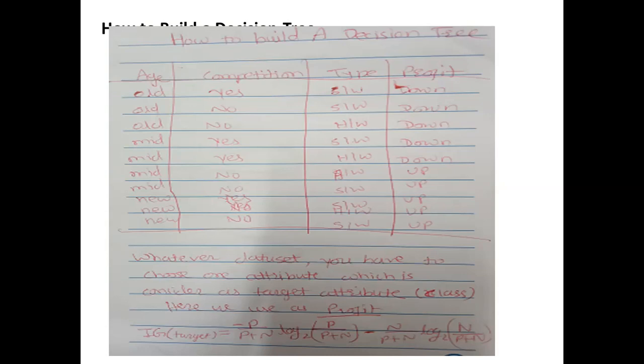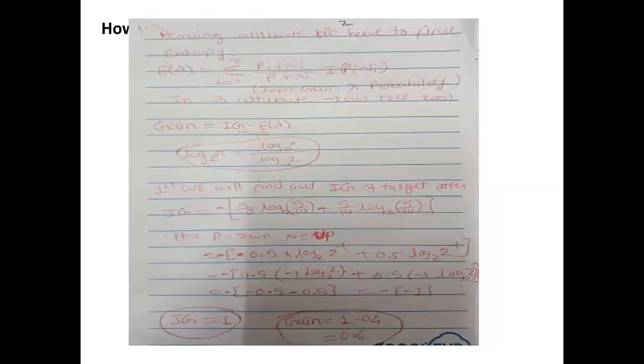Now this can be calculated as minus p divided by p plus n log 2 p divided by p plus n, minus n divided by p plus n log 2 n divided by p plus n. What are this p and n, we will see afterwards. Now this information gain we have to calculate for the target attribute.